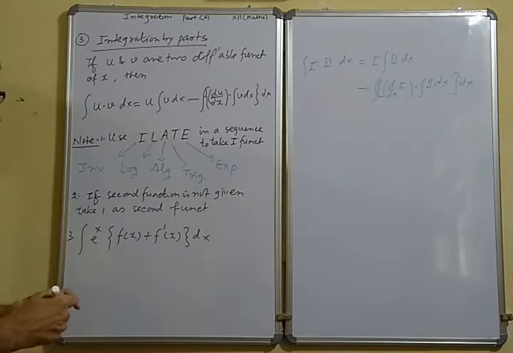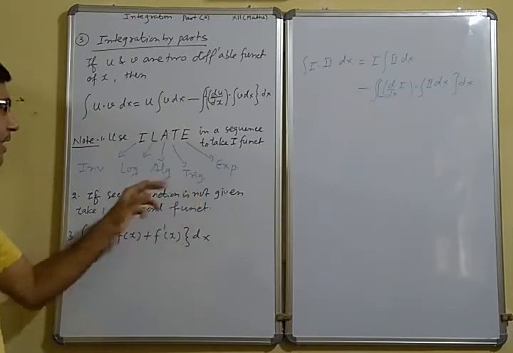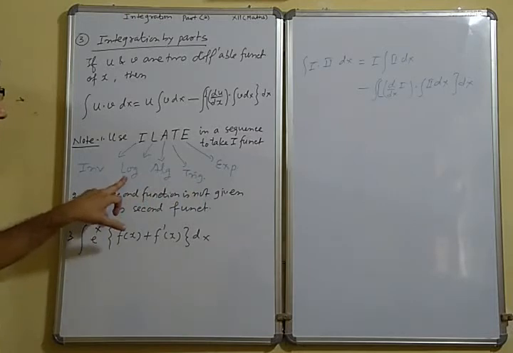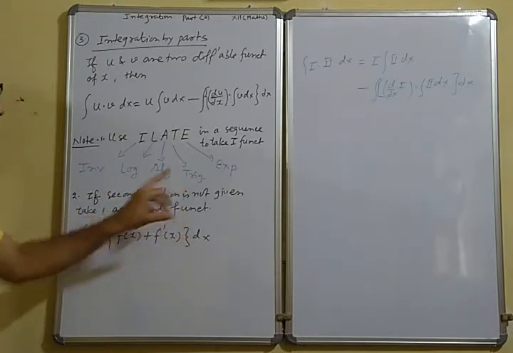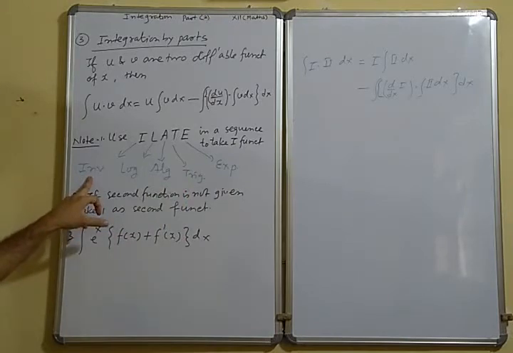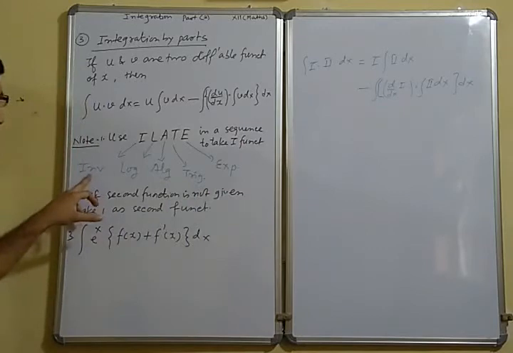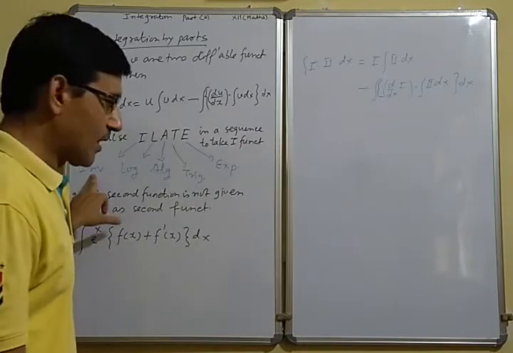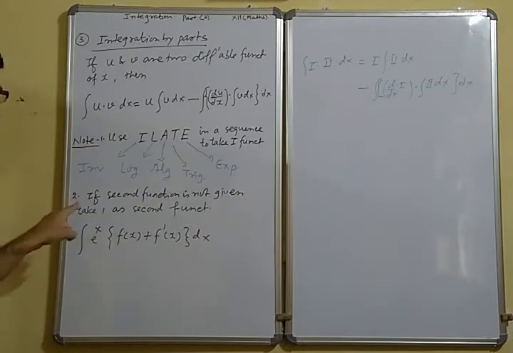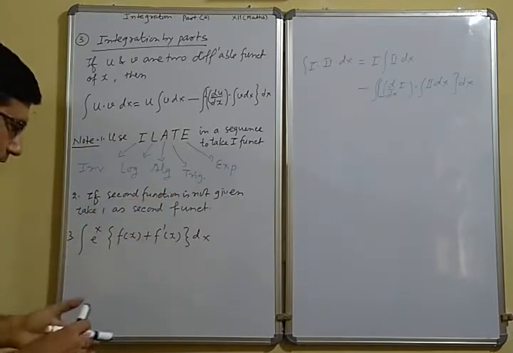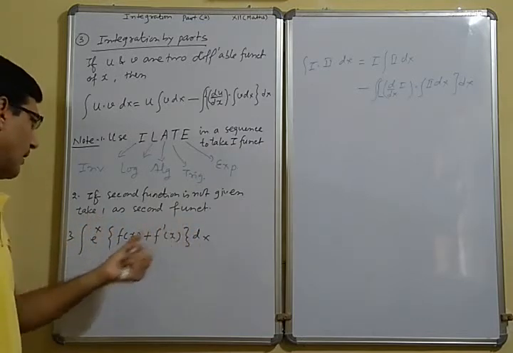Suppose logarithmic and trigonometric functions are there, it is better to take the logarithmic function as first and the trigonometric function as second. Similarly, if a product of an inverse function and an exponential function is given, take the inverse function as first function and the exponential as second function. Now the second point: if the second function is not given, then in that case we'll take 1 as the second function.